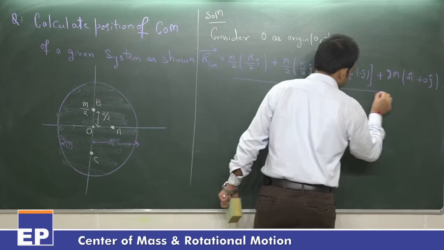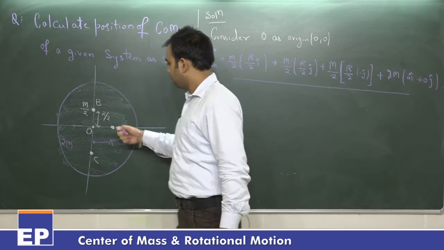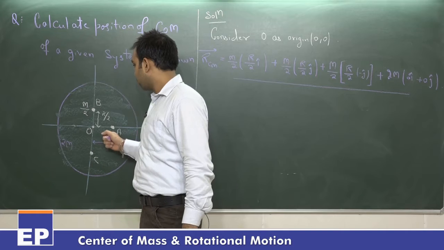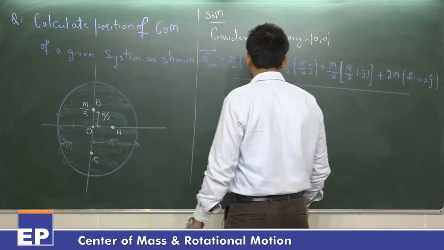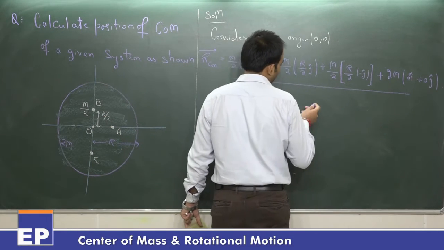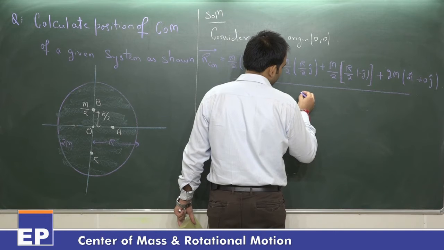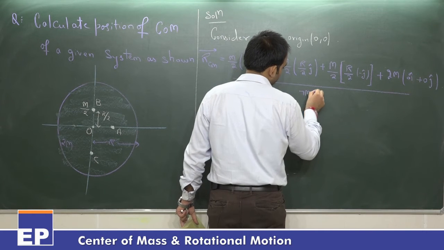Divided by total mass. What is the total mass? It is 2m plus m by 2 plus m by 2 plus m by 2. That will become 2m plus m by 2, 3m plus m by 2. That will become how much? 7m by 2.